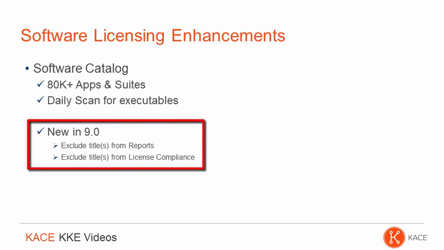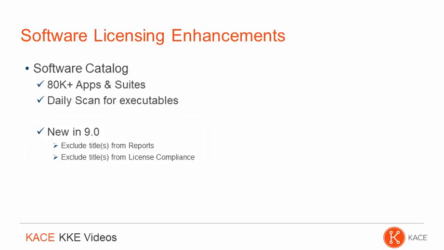In this version, we've added some new options to the Choose Action drop-down menu on these list pages. These new options give you the ability to exclude individual titles or entire suites from related reports. You can also choose to hide them from the license compliance page.